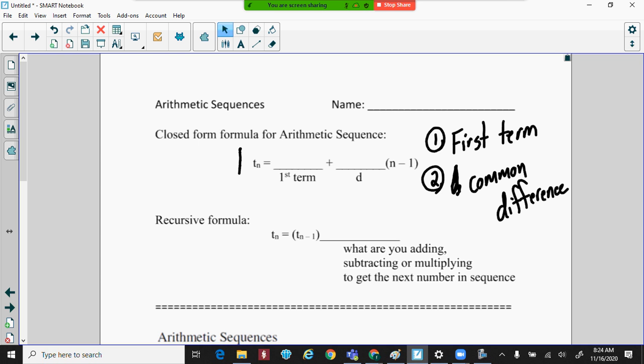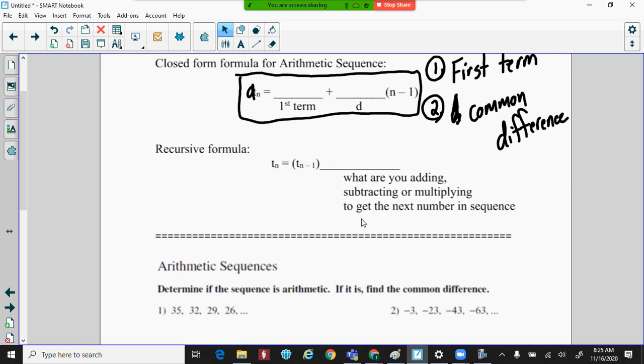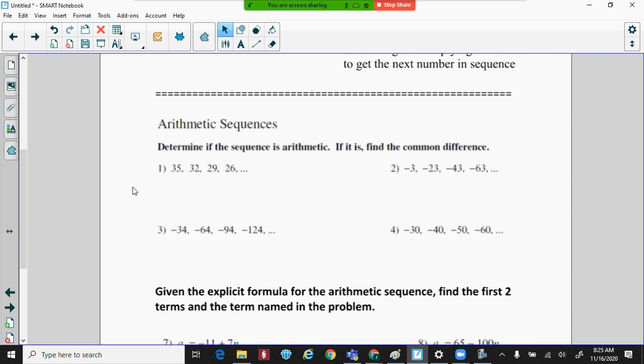Now, this formula right here is kind of like your default setup. This formula is how you would set up an equation in order to figure out the closed form formula. First off, it says T of n, it's A of n. T of n and A of n can be interchangeable. Now let me show you how easy this is. First off, question number 1, it says determine if the sequence is arithmetic. If not, find the common difference.